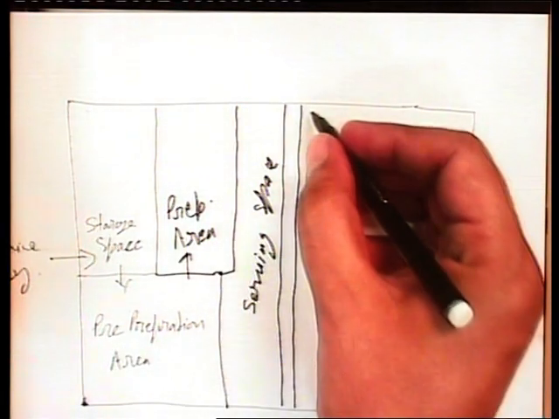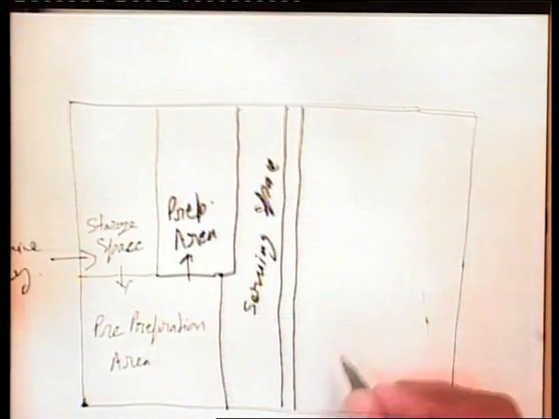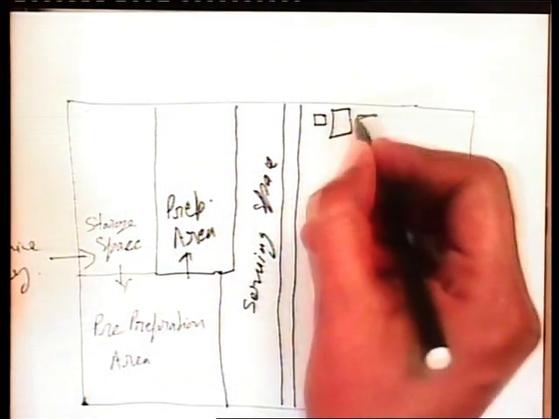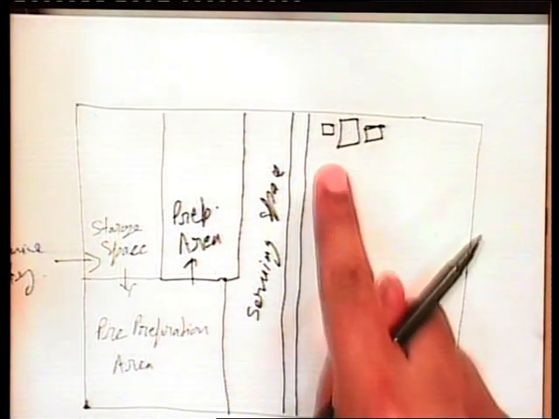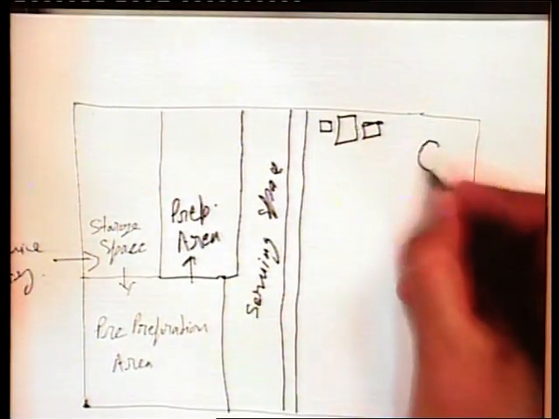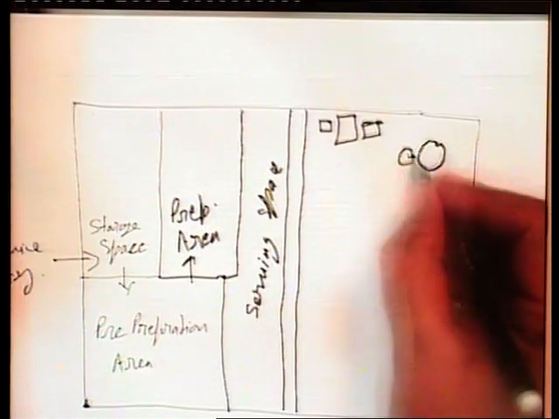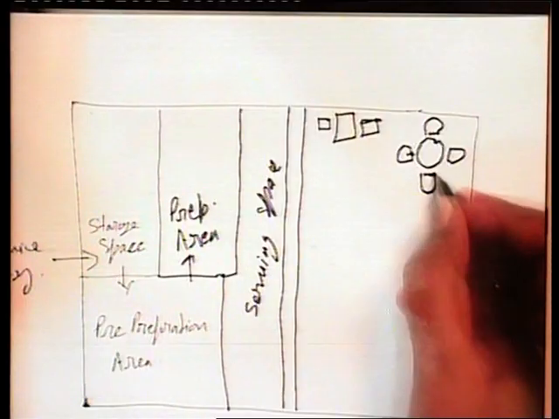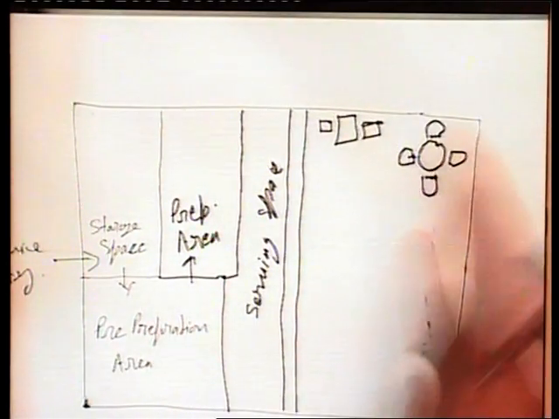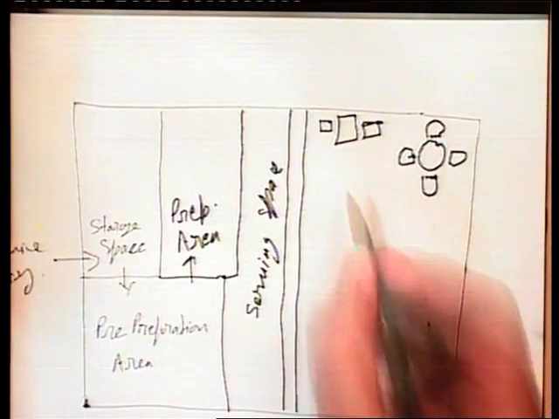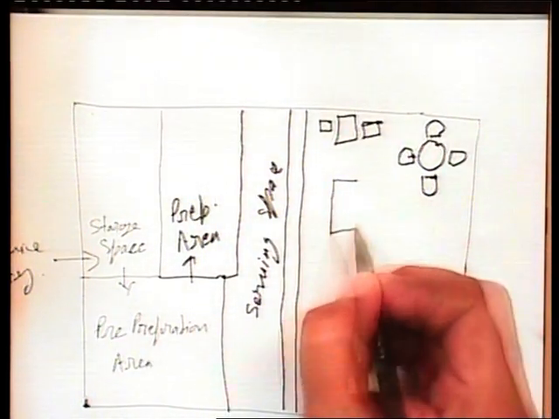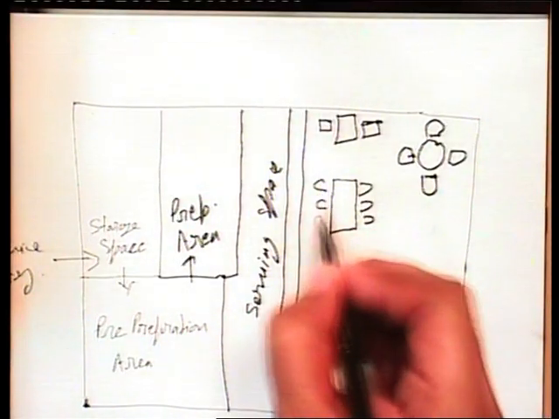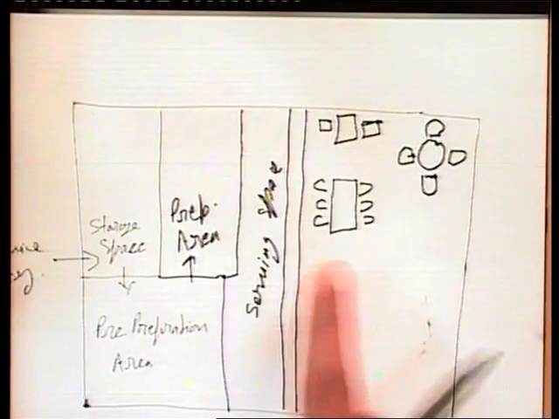And all this space can be used for sitting purposes. We can group our seats like this. Space for 2 persons. We can provide a corner sitting space like this. We can provide another sitting like this.